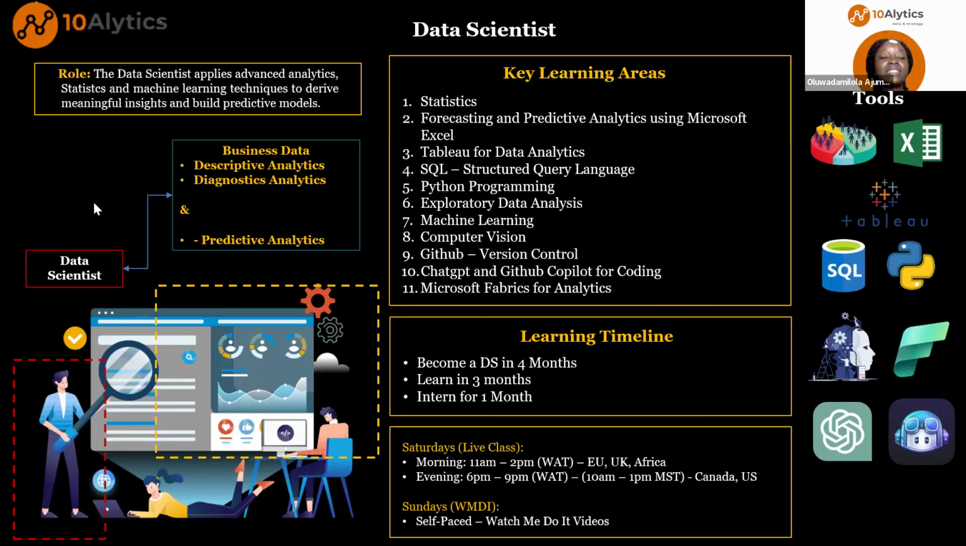And then the learning timeline for the data science program is 4 months. That's 3 months of intensive live classes and learning, and then 1 month of internship. Another thing to note is that classes are on weekends. So we've tailored it in a way that you don't have to take classes on work days when you're working. All you have to do is come to classes on weekends, specifically on Saturdays.